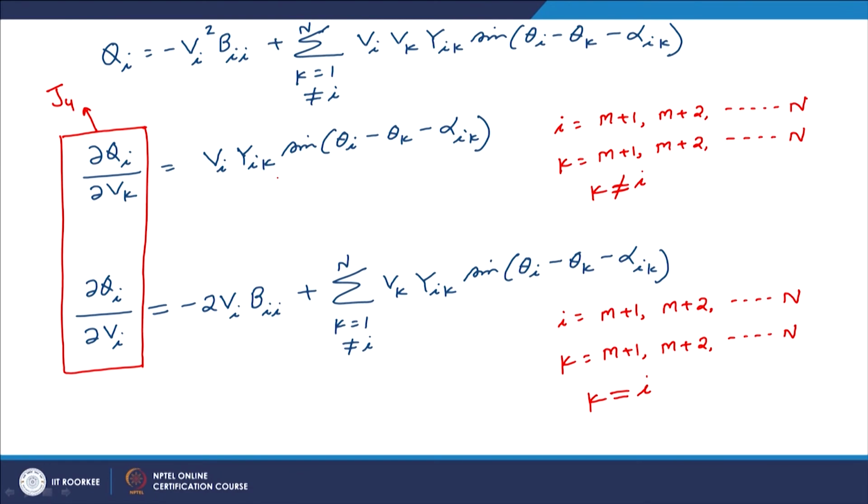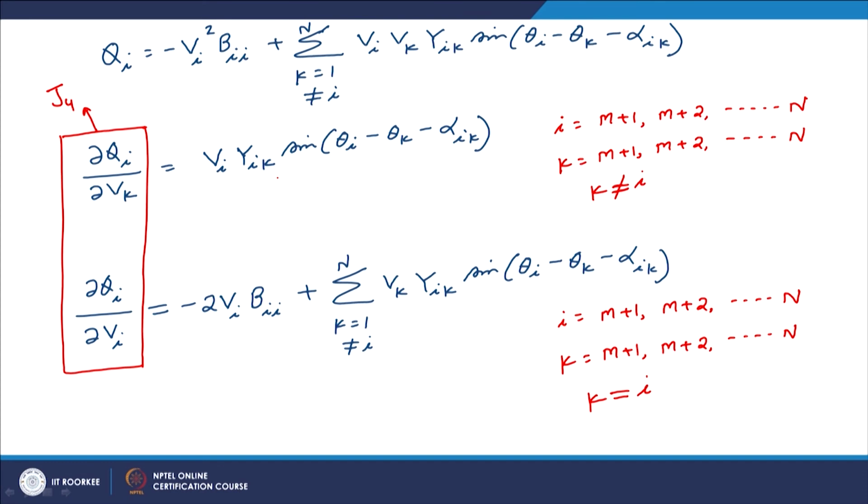Similar observation also holds good for this matrix J4. So, here also depending upon the case that whether bus i and bus k are directly connected or not, this term would be either 0 or non-zero, but then this term would be always non-zero, and then again depending upon the fact that whether bus i and bus k are directly connected or not, some of these terms would be non-zero and some of these terms would be 0. So, then therefore, what we can see is that in this matrix J2, J3 and J4, many of the elements would be 0. So, as a result, this matrix J2, J3 and J4 would be actually sparse in nature.